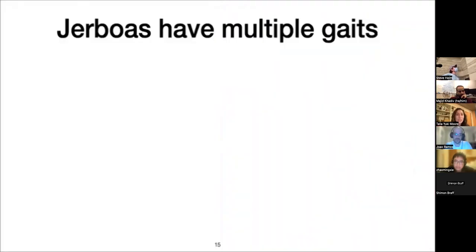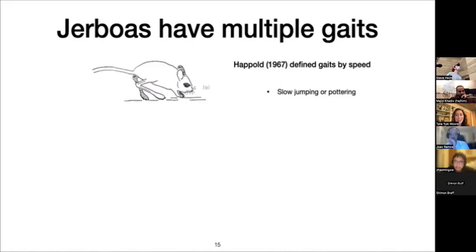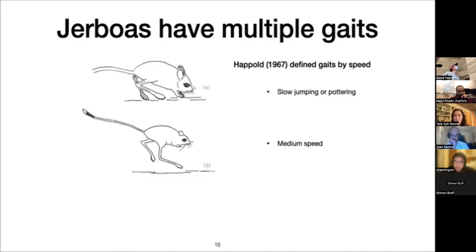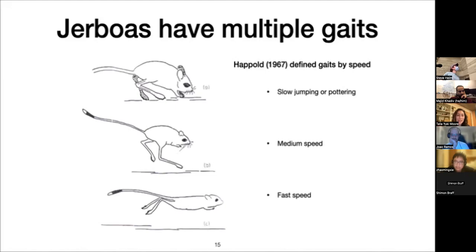Happold in 1967 defined these gaits by speed. He said that there was slow jumping or pottering, a medium speed gait, and a fast speed gait. But since Hildebrand's work in the 80s, gaits have been generally characterized by footfall pattern. So I redefined jerboa gaits by footfall pattern in an earlier paper of mine.